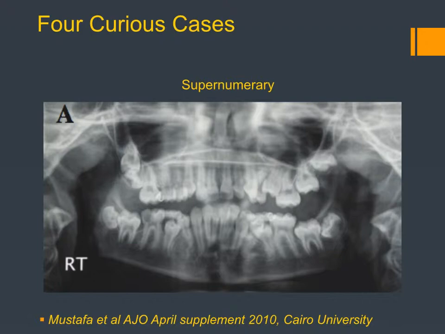And here's a pano. There's a supernumerary in there, but where? Is it in the lower left, upper left? Maybe the upper right wisdom, second molar. Maybe that's why that second molar is so delayed.